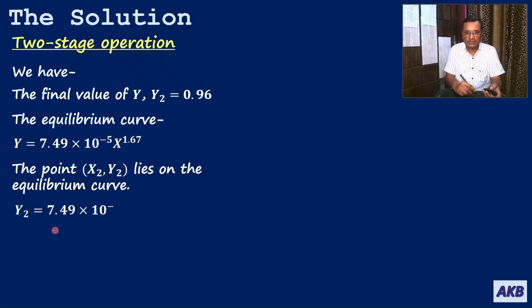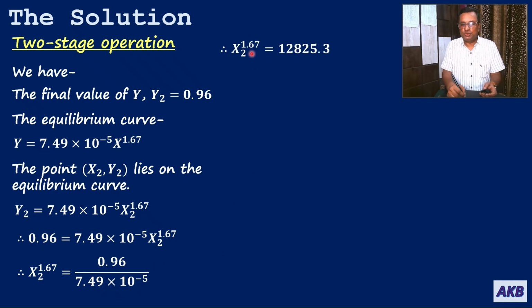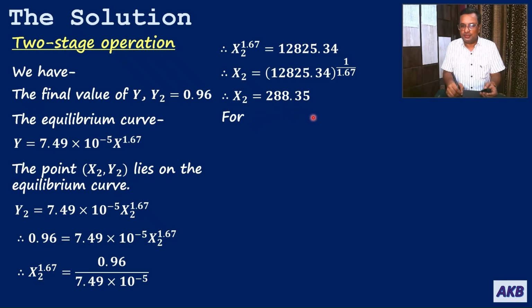So capital Y2 is equal to 7.49 into 10 to the power minus 5 x2 raised to 1.67. That is 0.96 is equal to 7.49 into 10 to the power minus 5 into x2 raised to 1.67. That is x2 raised to 1.67 is equal to 0.96 divided by 7.49 into 10 to the power minus 5. That is x2 raised to 1.67 is equal to 12825.34. That is x2 is equal to 12825.34 raised to 1 upon 1.67. That is x2 is equal to 288.35.